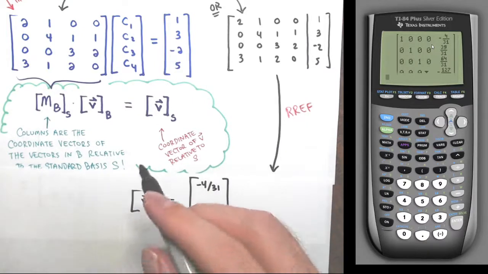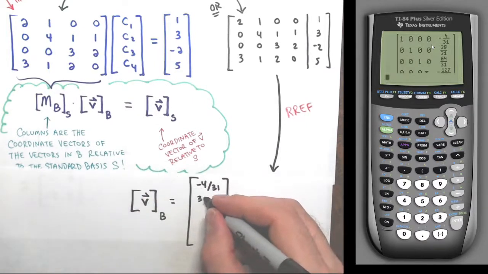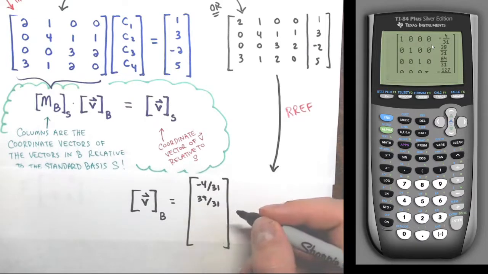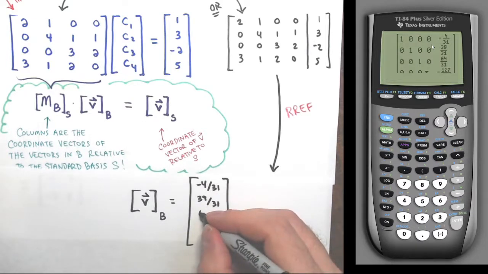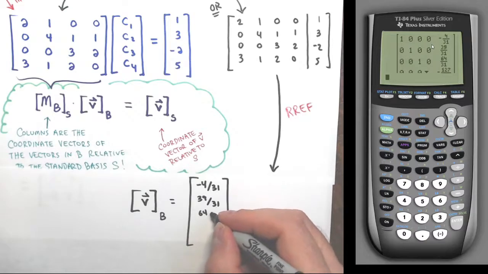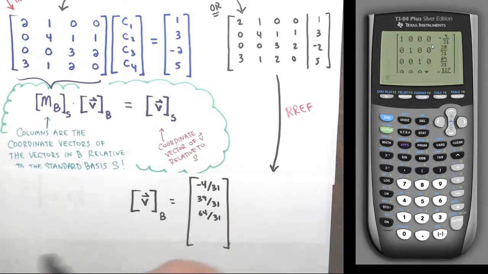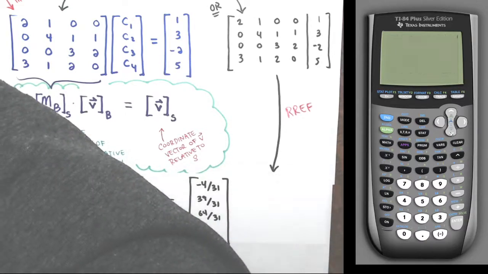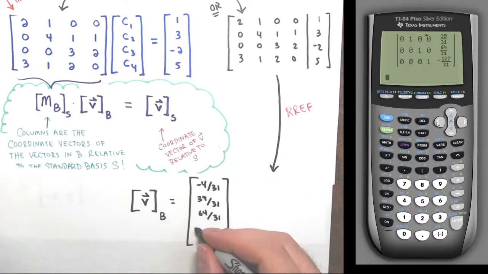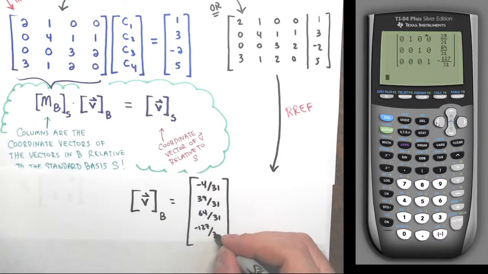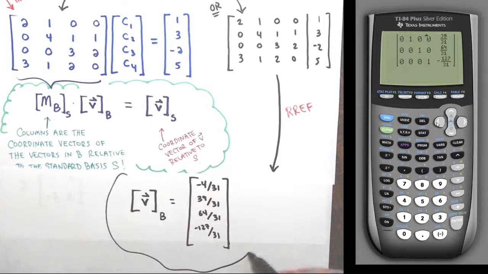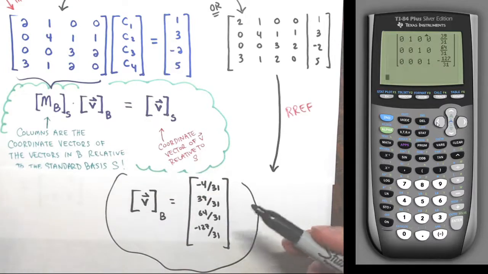C2 is 39/31sts. C3 is 64/31sts. And negative 127/31sts for C4. Alright, so not really cool, right? Not really nice numbers. I mean, they're still good. They're still fractions and whatnot.